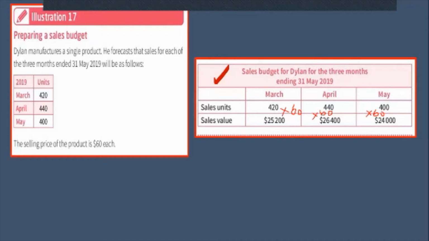And when you multiply it, you get the sales value, and that's it. So your sales budget is not a difficult exercise to perform. And from this now, you will decide how much of these units you're going to produce and when. You don't want to produce all here in March, because they might spoil by the time you get to May. So you have to determine.